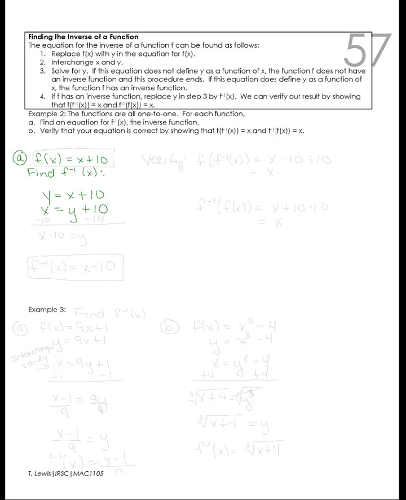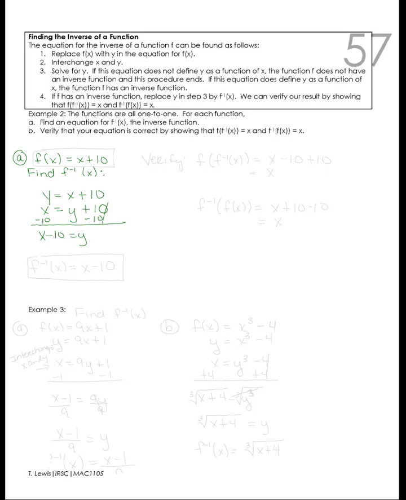That was step 2. Number 3, once we interchange, it says we're going to solve for y. So how would we solve for y here? Subtract 10. And we have x minus 10 is equal to y. Okay, and it says solve for y. If this equation does not define y as a function of x, the function f does not have an inverse function. If the equation does define y as a function of x, the function f has an inverse function. Okay.